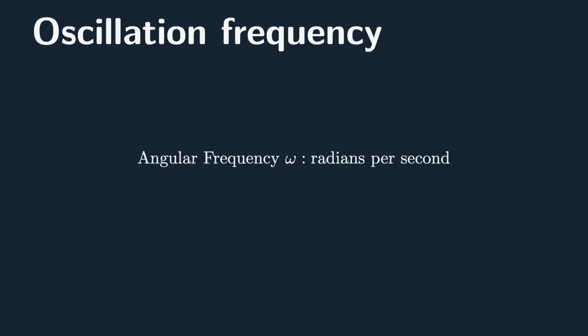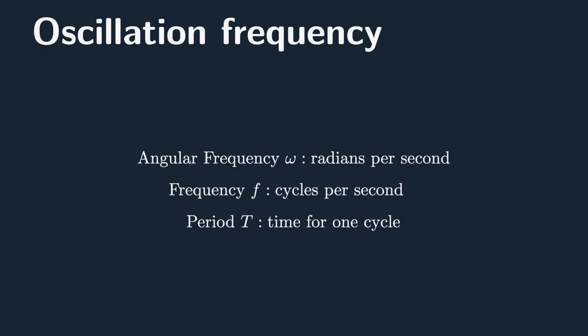The imaginary part of the complex root is omega, and omega tells us how fast the oscillation occurs. To understand what omega means, we need to connect three related quantities. Angular frequency, omega, is measured in radians per second. Frequency, f, is measured in cycles per second. Period T is the time for one complete cycle. The link between radians and cycles is that one full cycle corresponds to 2 pi radians.